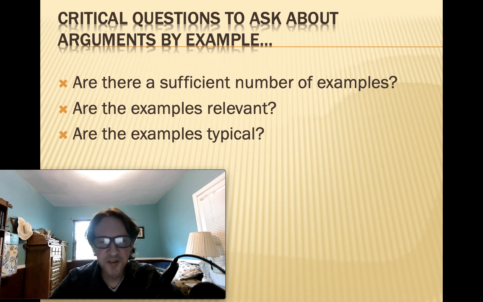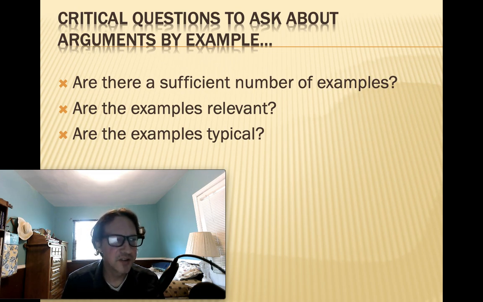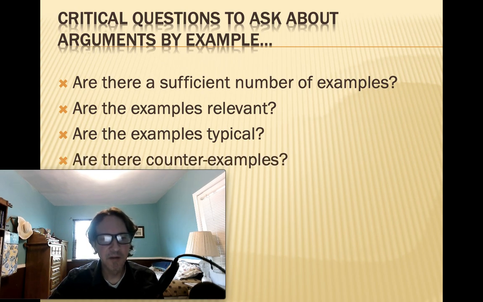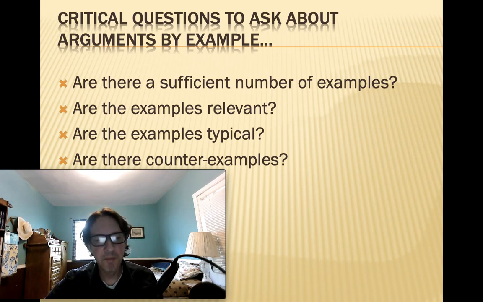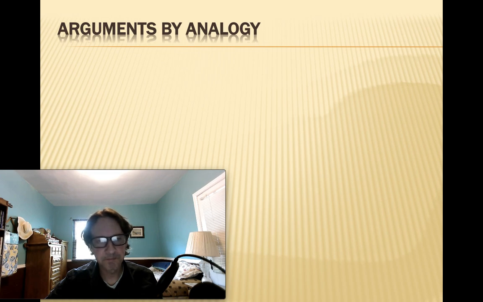And then are the examples typical? Sometimes there's a fallacy called a hasty generalization that says you took the most extreme or most radical example and used it to make your point. This doesn't happen very often. It's sort of the claim, the counterclaim here, right? This isn't a typical example. It doesn't happen very often. You can also offer counter examples, which also challenges sufficiency, right? If there's not only one example and you can prove a counter example, then maybe we don't have sufficient examples.